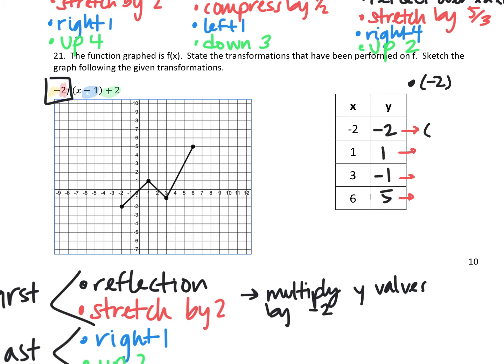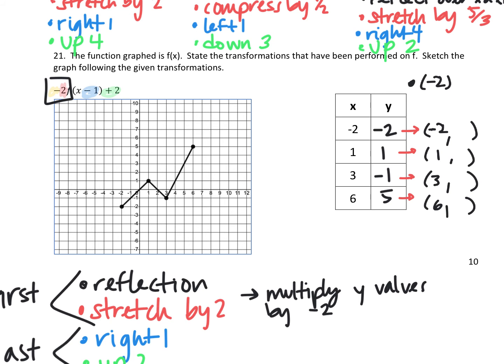So I'll just set it up. My x values are not going to change, but my y values will, because they're getting stretched. So -2, 1, 3, and 6. Those x values will all stay the same, but we're going to multiply our y values.